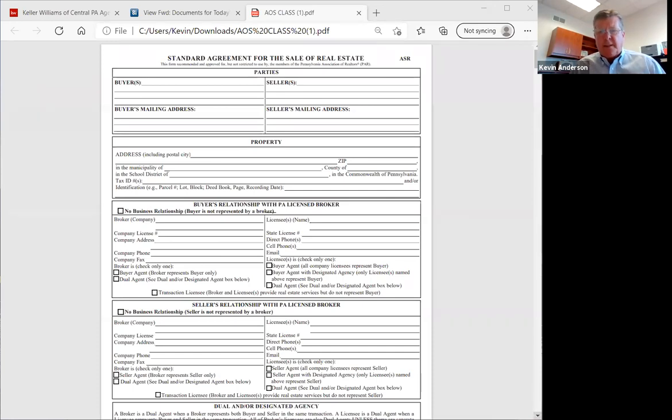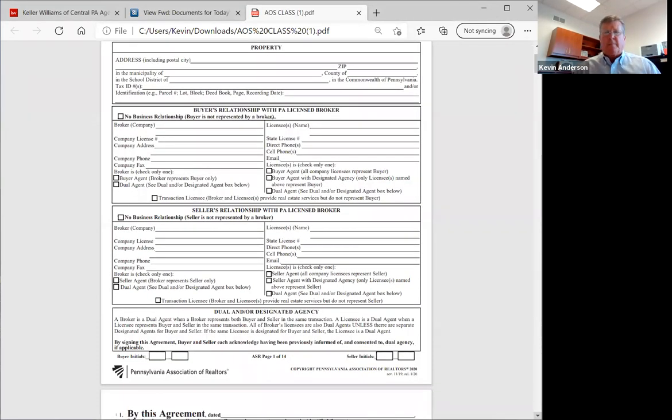And then the seller's relationship with the licensed broker, you would fill that information in, find the license number. Where's the company license. Try to always fill that in. And if you have the agents, most everybody puts that in the multi-list now, so it's accessible.